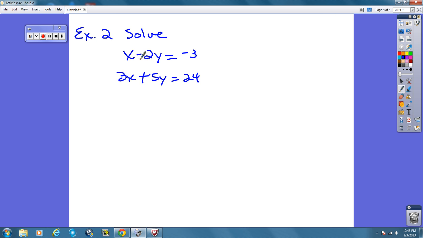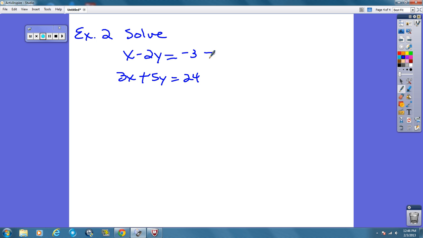Now, what you're going to do is you can pick either one, but what you're trying to do is probably eliminate fractions if at all possible. I look for variables where the coefficient is either 1 or a number really small. In this case, I'm looking at this x. It already has a coefficient of 1. So it's not going to take much to change this first equation.